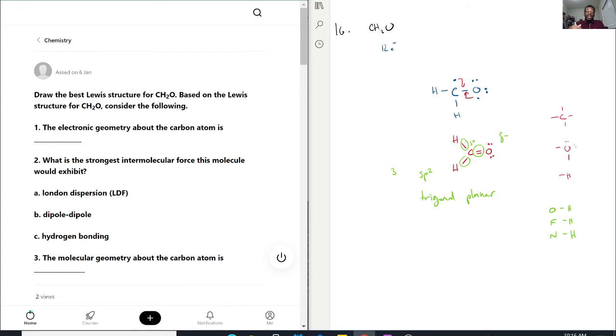So with that being said, dipole-dipole is stronger than London dispersion. So the strongest force here would be dipole-dipole.